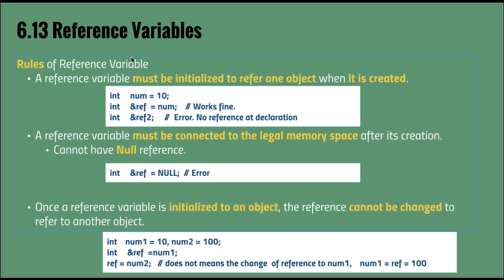And the last rule: once a reference variable is initialized to an object, the reference cannot be changed to refer to another object. In this example, the third line doesn't mean the change of reference to number 2. It means that it tries to change the value of number 1 to the value of number 2 with the reference variable.